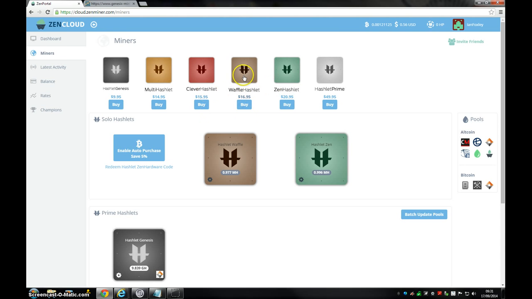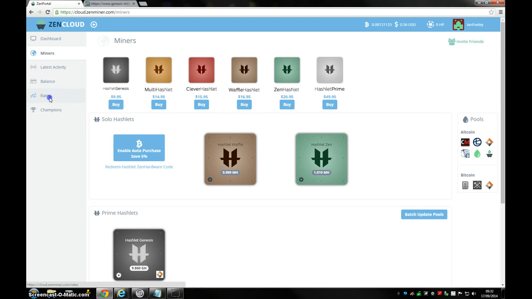It doesn't matter so much in the comparison, because at the end of the day I'm comparing like for like, and like I said, I did get a discount code with the Genesis Mining, so at the end of the day it just means that the waffle hashlet is slightly cheaper now than what I paid with a Genesis Mining contract.